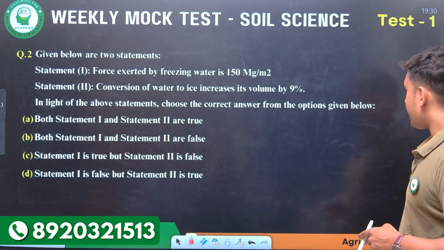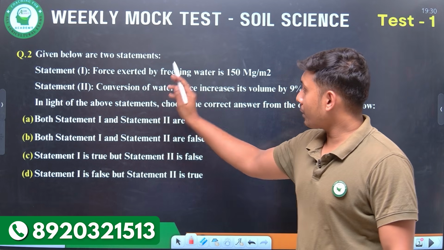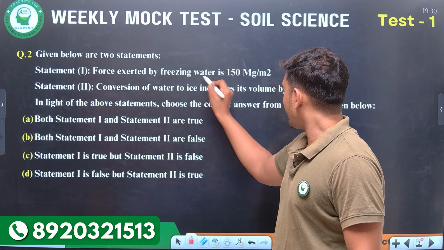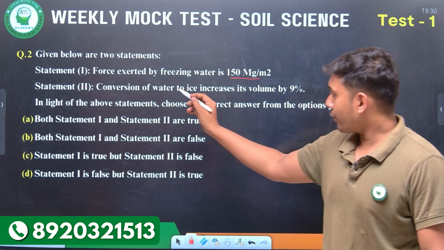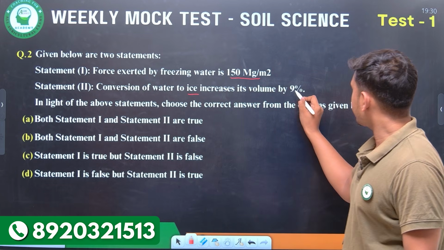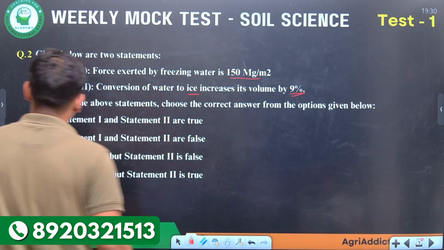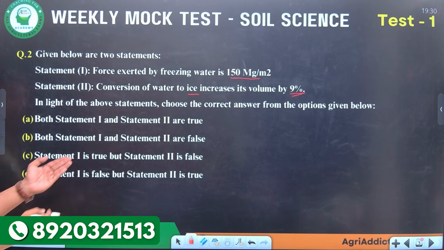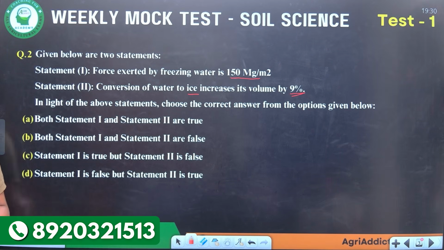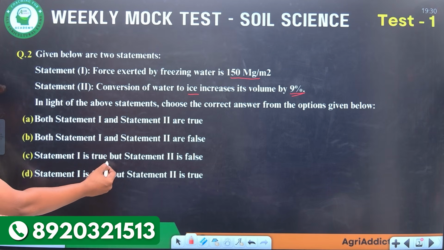Now come to the second question. Given below are two statements. Statement 1: force exerted by freezing water is 150 megagram per meter square. Statement 2: conversion of water to ice increases volume by around 9%. The options are statement based: both statements are true, both statements are false, statement 1 is true but statement 2 is false, and statement 1 is false but statement 2 is true.